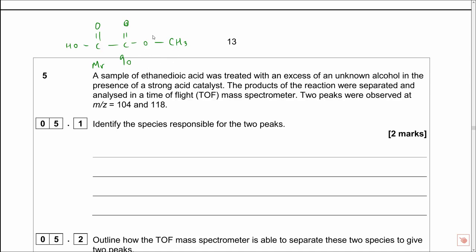104. If I want to do another, so that would be one of my species there, it would be this guy here. So remembering that it of course has to be a positive ion if it's going through a mass spectrometer. So my one thing could be probably easier to do it the other way around.